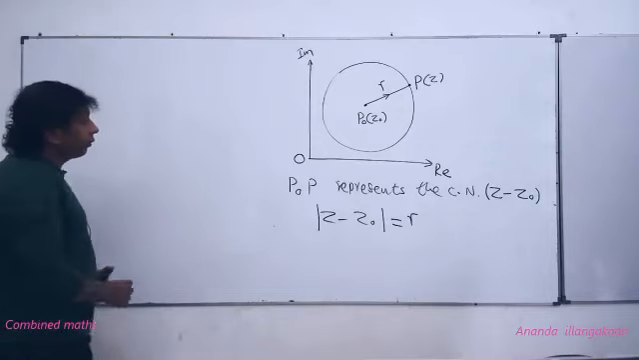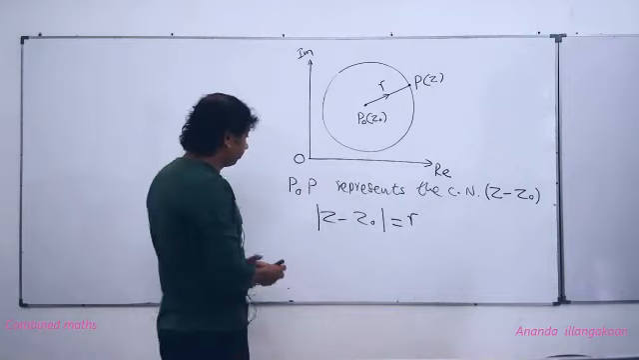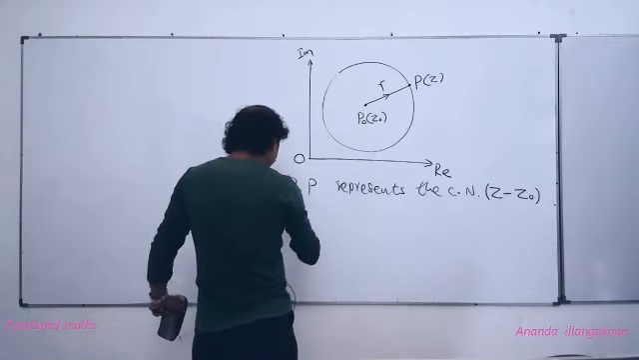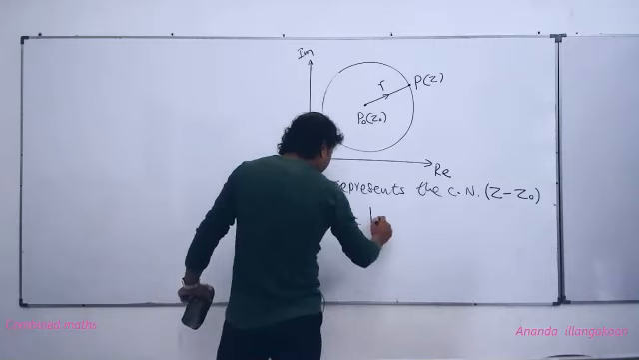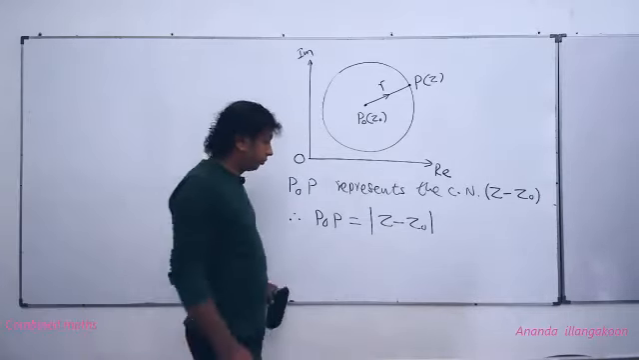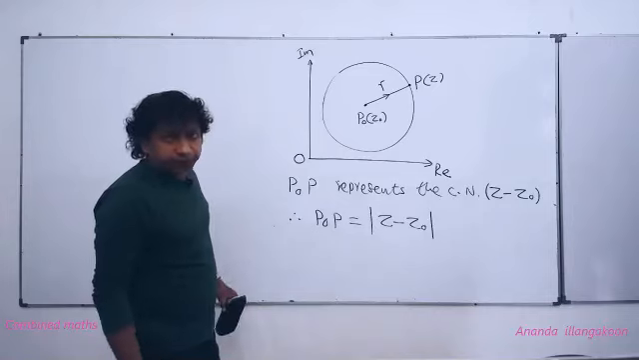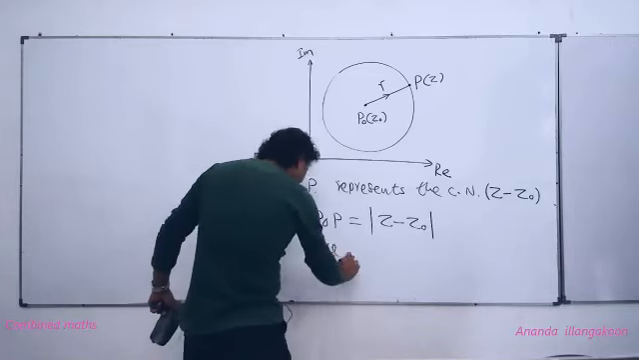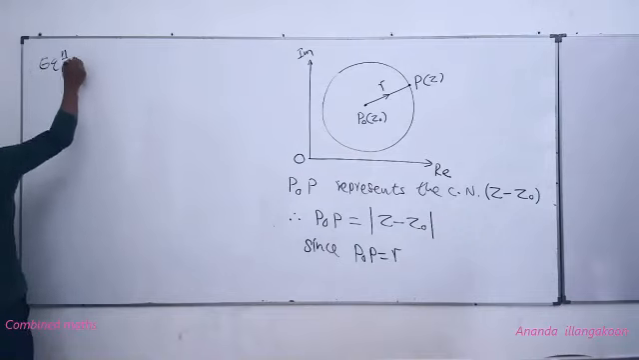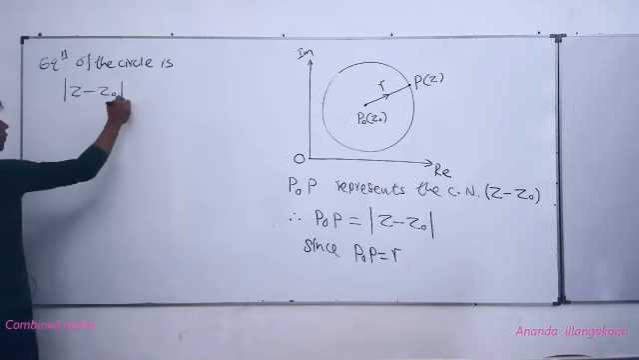Right. Then you can write the first one. P naught P represents the complex number Z minus Z naught. Therefore, P naught P length is the modulus of Z minus Z naught. But you know P naught P is the radius, since P naught P is equal to R. So the equation of the circle is modulus of Z minus Z naught equals R.